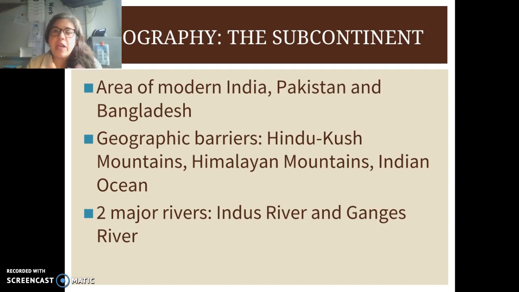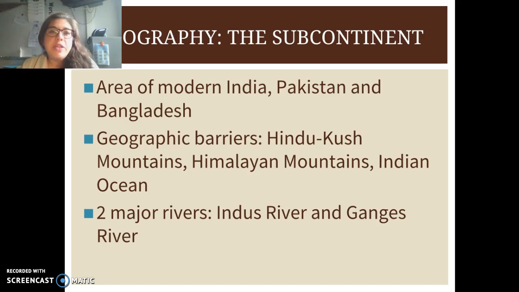So if we look at Asia as a whole, India is a little bit separated from the rest of the continent by some geographic barriers. Those include the Hindu Kush Mountains to the northwest and the Himalayan Mountains to the northeast. Then to the south we have the Indian Ocean. Today, those are the countries of India, Pakistan, and Bangladesh.